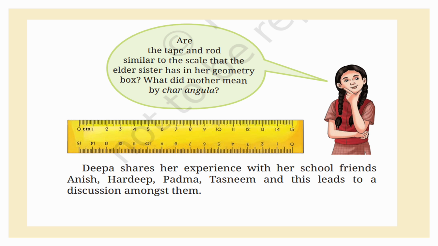Then she has a doubt. Are the tape and rod similar to the scale that the elder sister has in her geometry box? What did mother mean by 4 angula? She has found one scale in her elder sister's geometry box. Is that scale similar to the tape and the rod? So in this picture, you can see the scale.